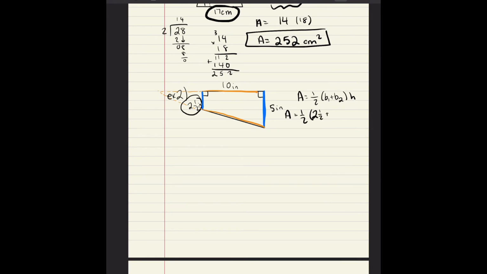So therefore, base 1 is 2.5 plus base 2, which is 5. And then we have our height is 10. So now I have to add these two. So since I'm adding a mixed number and a normal whole number, I just have to add the whole number. So 5 plus 2 is 7, and a half stays the same.